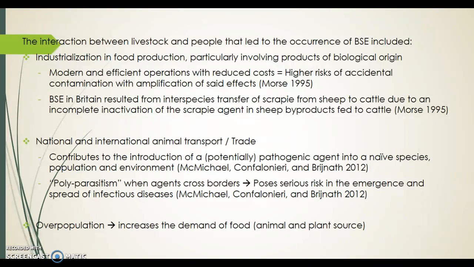There's also the fact that nowadays national and international animal transport and trade takes place. This contributes to the introduction of a potentially pathogenic agent into naive species, populations, and environments. So there's just risk of exposure. And polyparasitism, because agents will come in groups. They won't come just by themselves. And this usually happens when they cross borders. So they obviously pose a serious risk in the emergence and spread of infectious diseases. And obviously overpopulation, because it increases the demand for food, both animal and plant source.